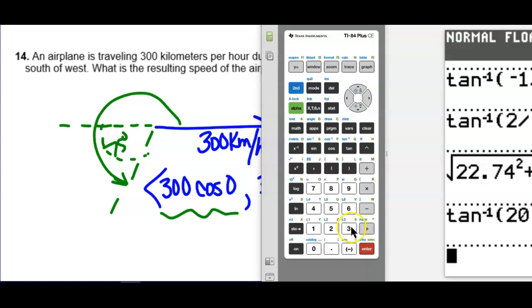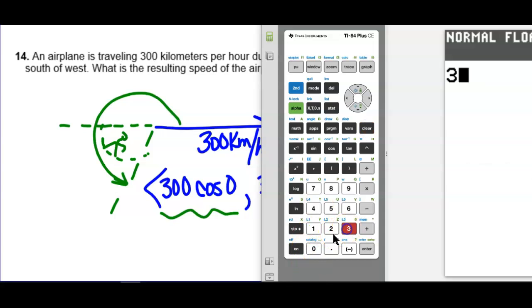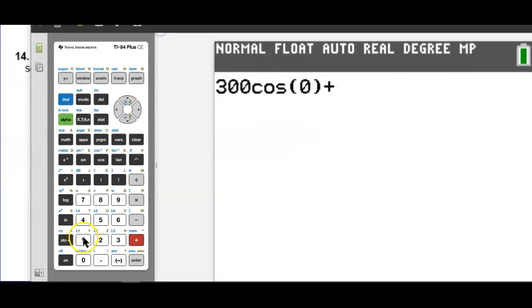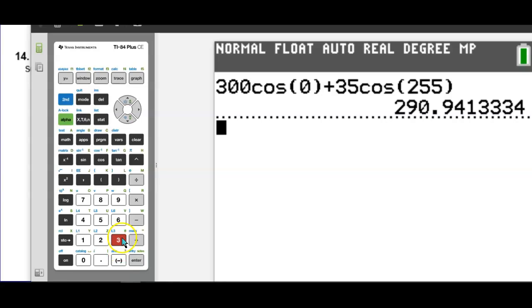So I'm going to type 300 cosine of, I'm going to clear this all out. 300 cosine of 0, close parenthesis, plus 35 cosine of 255. And then I'm going to do the same thing all over again with sine.